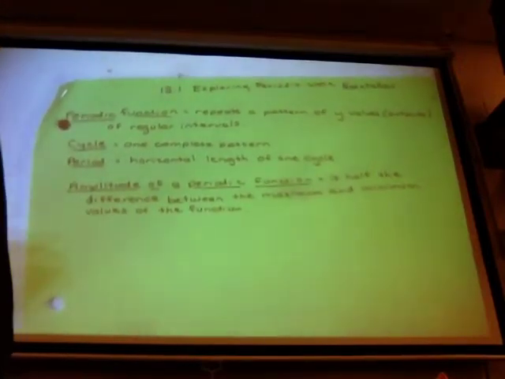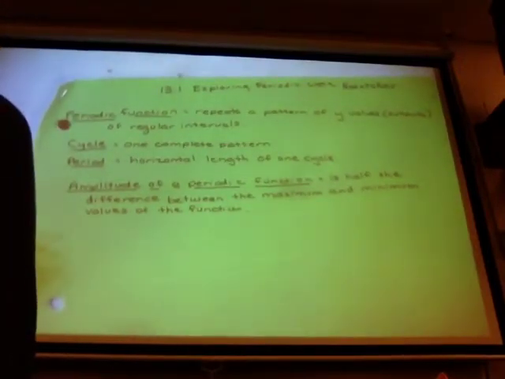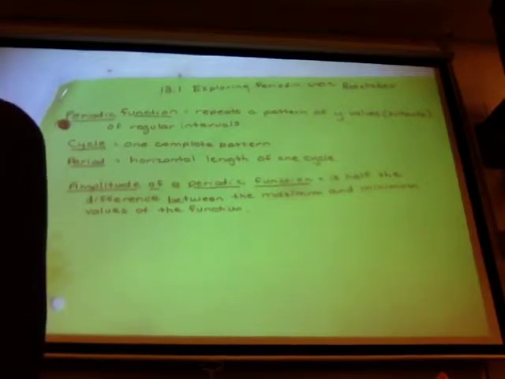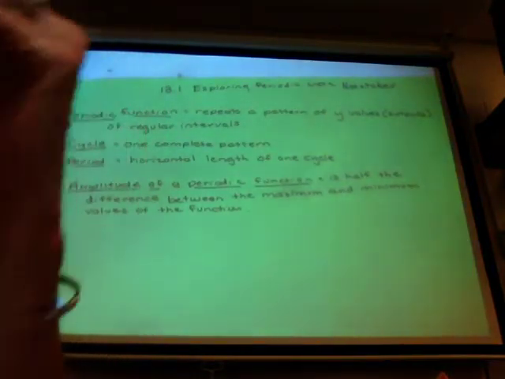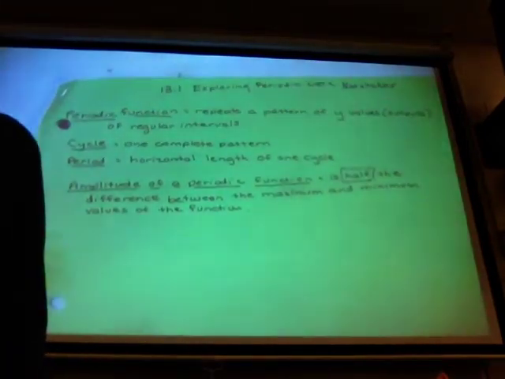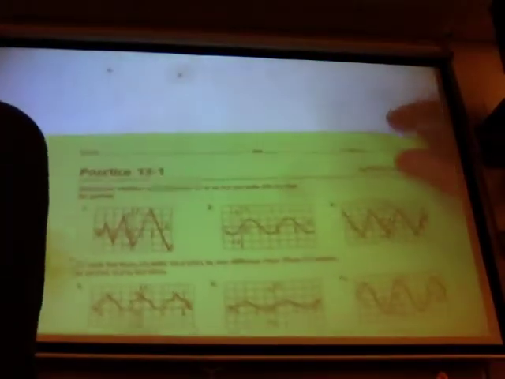Okay, a periodic function repeats a pattern of y values, outputs, at regular intervals. A cycle is one complete pattern. A period is the horizontal length of it, and you'll see. An amplitude is half the difference between the maximum and minimum values of the function. So now just turn the page and we're going to do a couple of these.